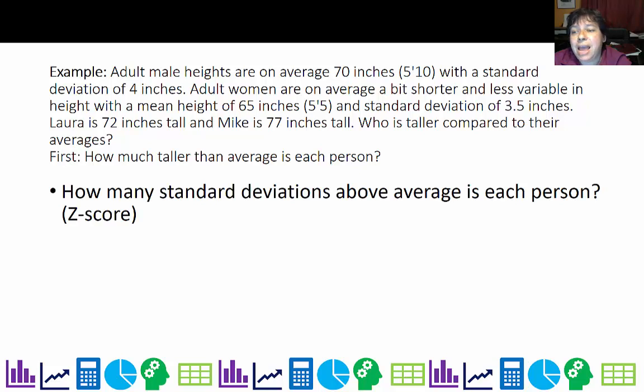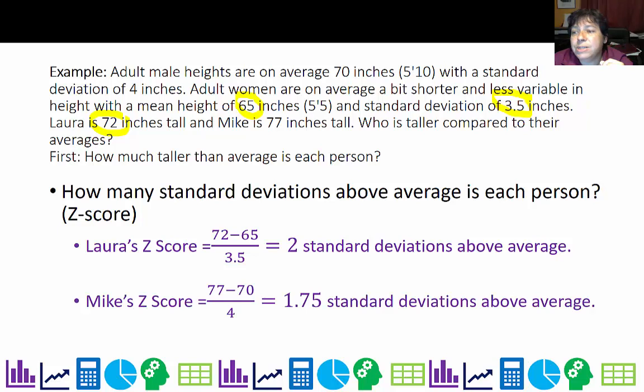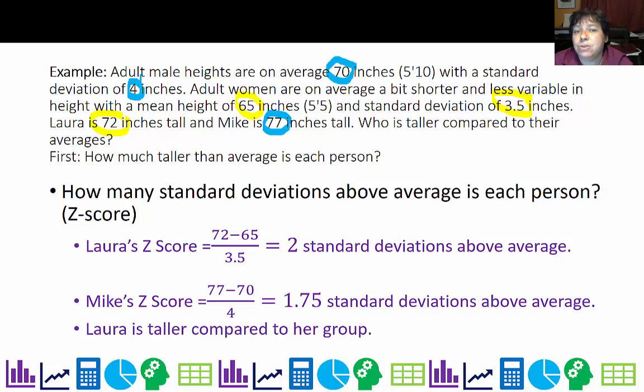So we basically say we're going to take the difference, which is 7 inches, divide by 3.5. Laura is 72, the average is 65, and there's the standard deviation, and we find out that Laura is 2 standard deviations above average. We can do the same thing with Mike. So 77 comes from there, that's his height, minus the average, and the standard deviation is 4. So he's 1.75 standard deviations above average.